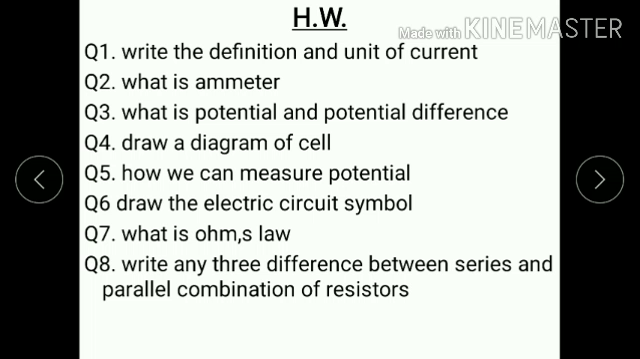Write a definition and unit of the current. Question number one, a very important question: definition of current and unit of current. I think you know the unit of current is ampere, and you also know the definition. You can define it by the formula I is equal to Q upon T. And the second question is, what is an ammeter? You know very well, it is for the measurement of the current. Question number three, what is the potential and the potential difference? Another important question. Question number 4, draw a diagram of a cell. Okay. Question number 5, how can we measure the potential?